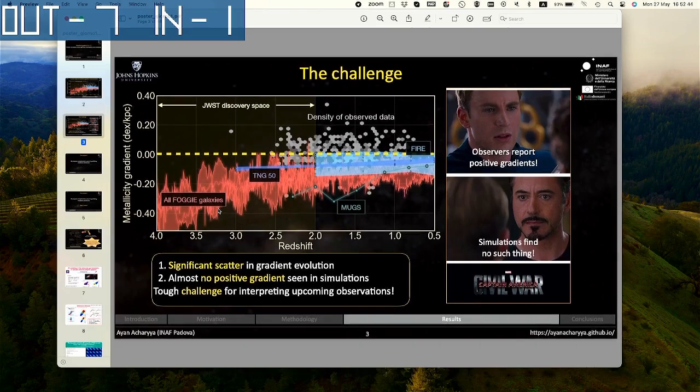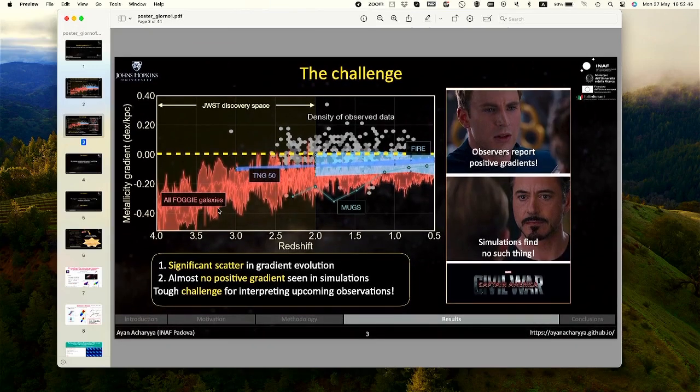Should I just keep my cursor here? All right, I'll go ahead.